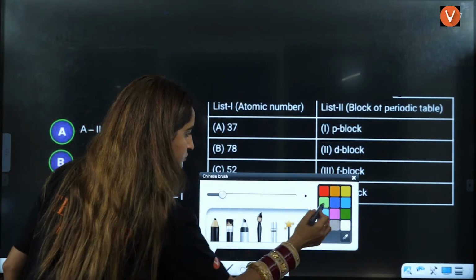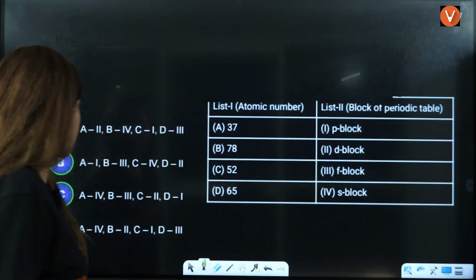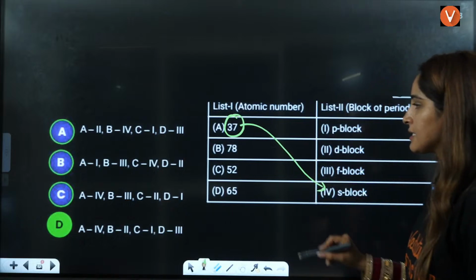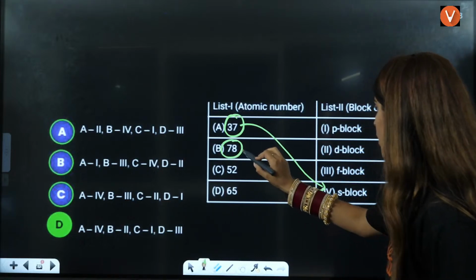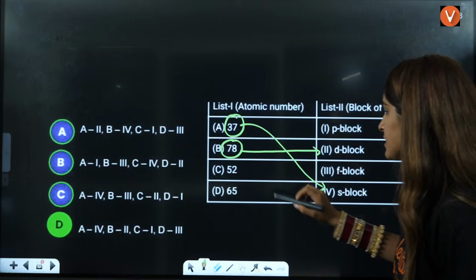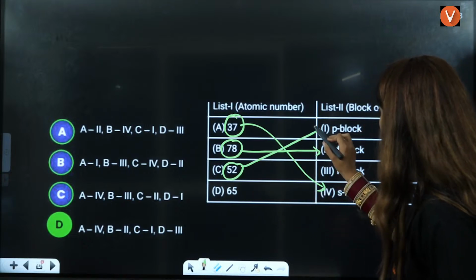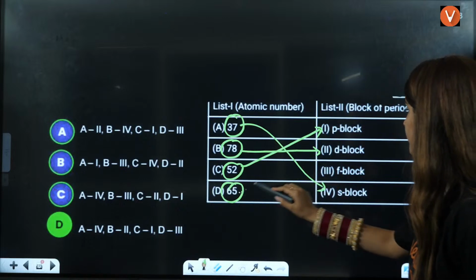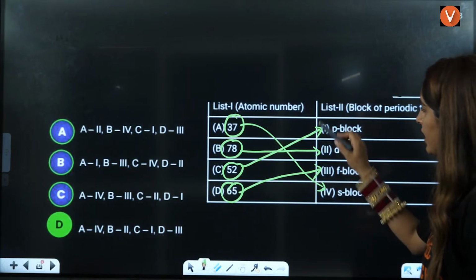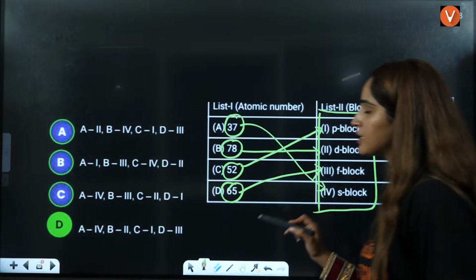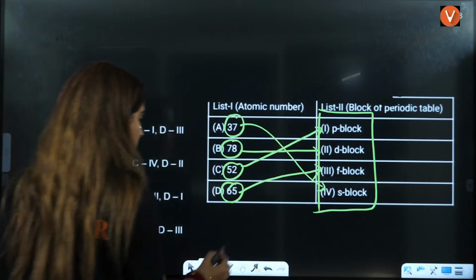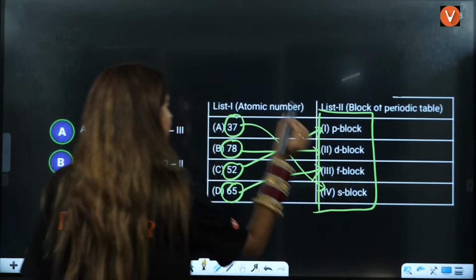Dekho. So basically, they are saying that this 37 belongs to S block. 78 belongs to D block. C, that is 52, belongs to P block. And D, that is your 65, belongs to F block. That is the atomic number and its block. What you can do here, I'll tell you a simple trick.